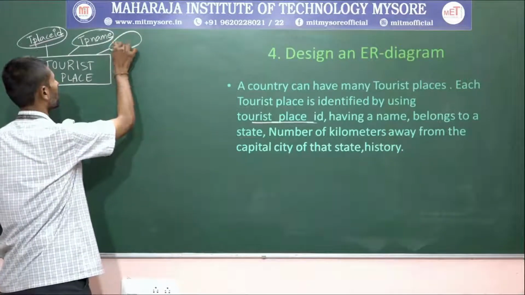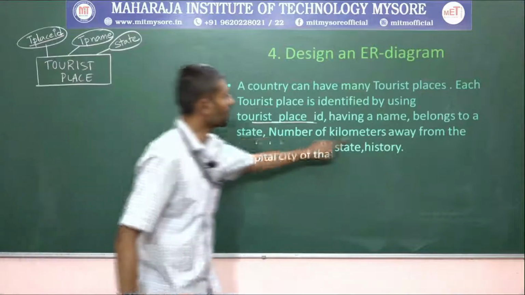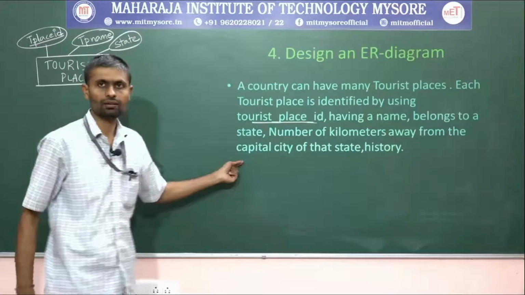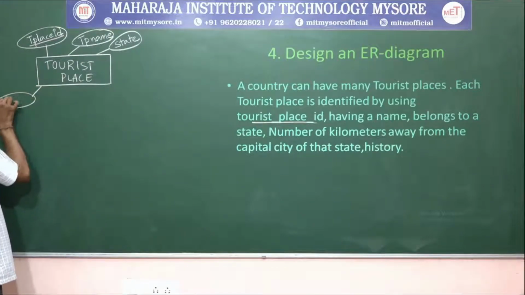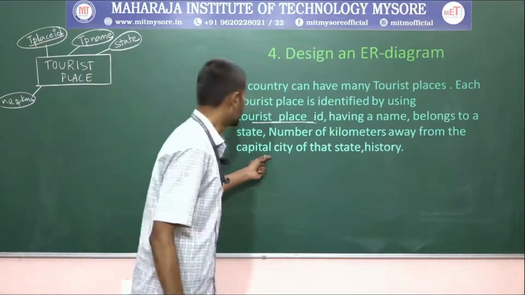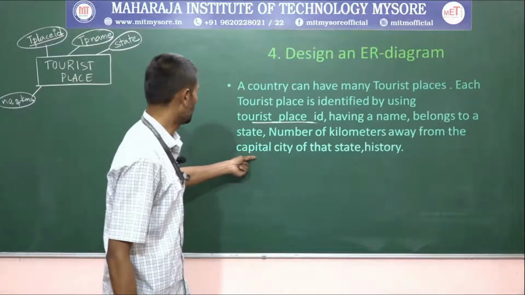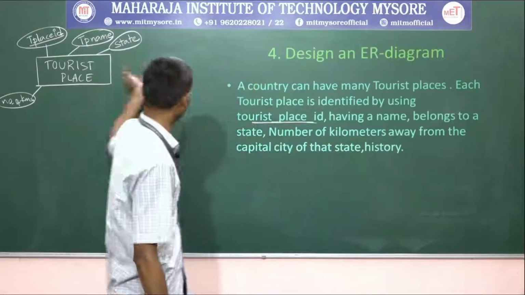Let me record the state as an attribute. Next, number of kilometers away from the capital city, so that also we want to record. Let me record this number of kilometers as an attribute, the number of kilometers away from the capital city of that state. Fine, state we have recorded.